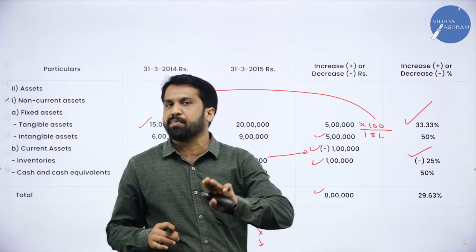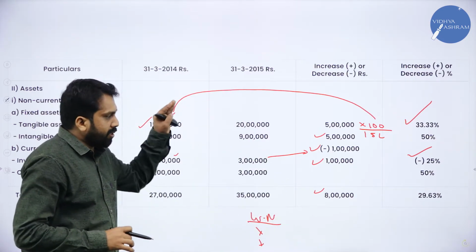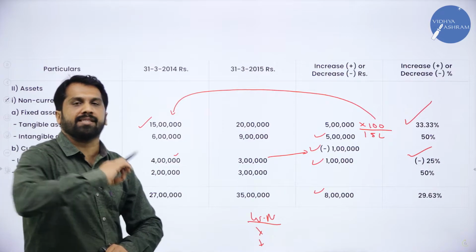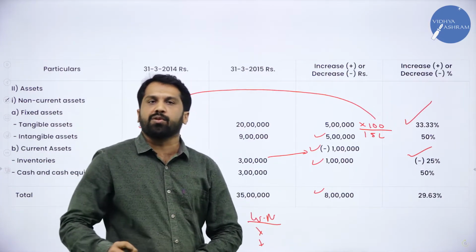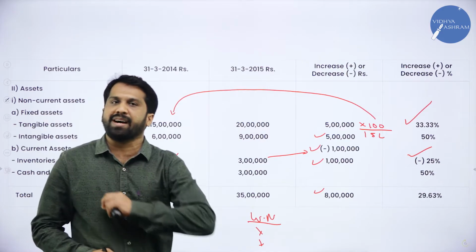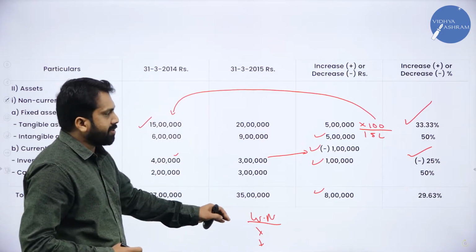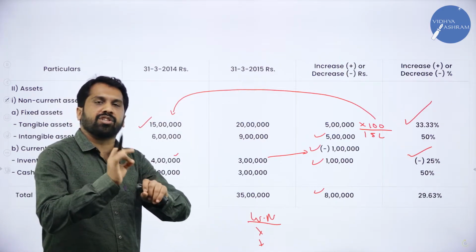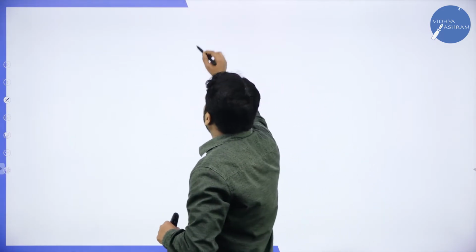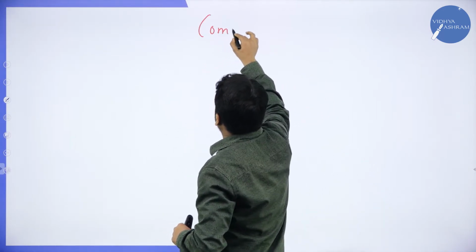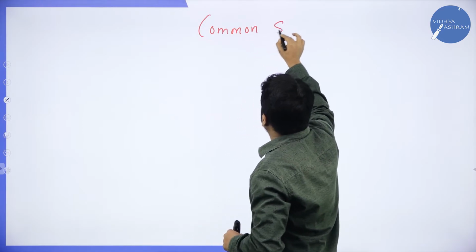We did almost 3 problems on comparative. Those 3 problems are more than sufficient for your examination. Next, we'll go for common size balance sheet. The concepts are the same. Slight changes will be there. I'll explain you. Now we will understand what you mean by common size balance sheet.